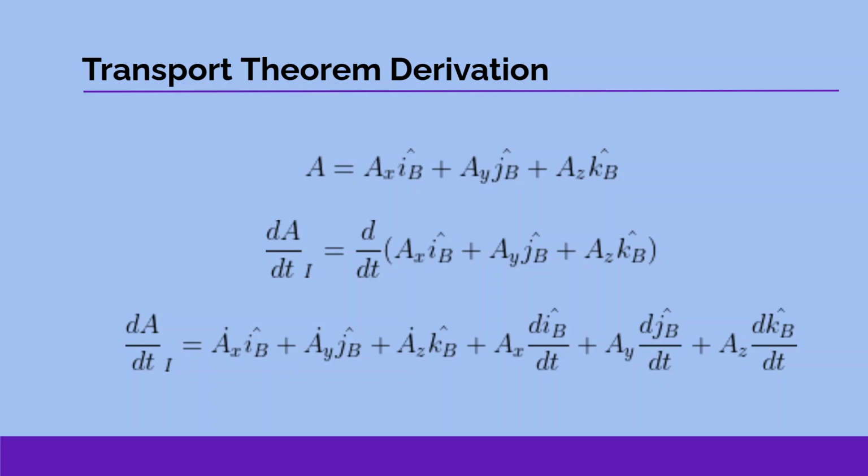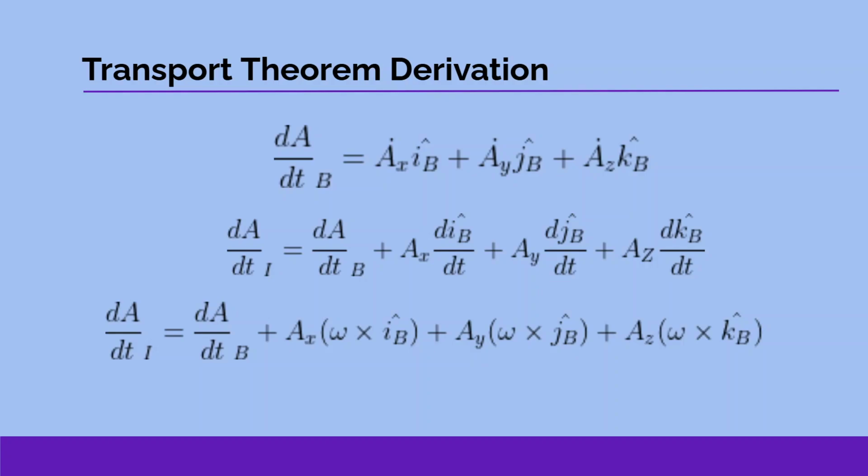By applying the product rule, we get what is at the bottom, and we can see that there is a natural split between the first three terms and the last three terms. The first three terms represent the change of A as seen from the inside of a rotating frame, while the last three represent the contribution of the rotation of the frame to the time derivative of A in the inertial frame. So that rotation is captured by di/dt, dj/dt, and dk/dt.